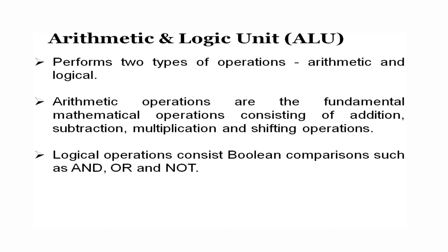Next, we move on to the next component of the CPU, which is the arithmetic and logic unit. It is basically performing two types of operations, arithmetic and logical. Arithmetic operations are the fundamental mathematical operations: addition, subtraction, multiplication, division, shifting, and so on. And logical operations are basically used to handle two or more instructions at one point of time using AND, OR, and NOT operators.